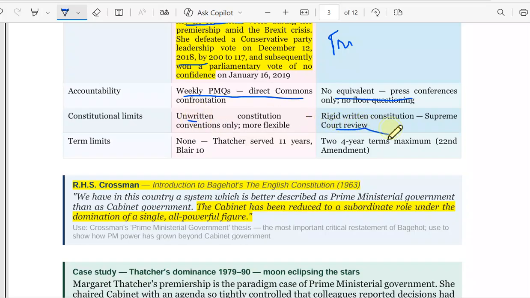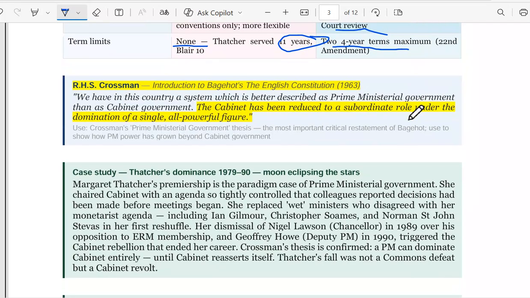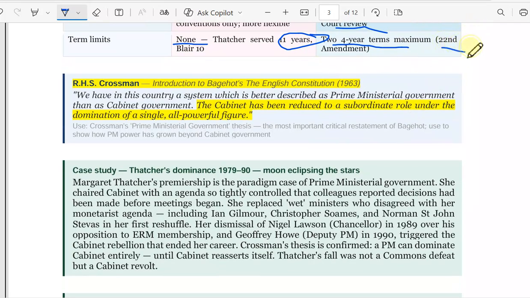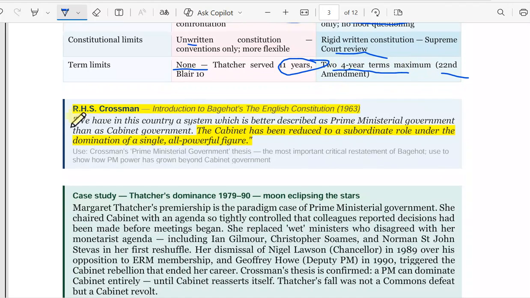The US has a rigid, written constitution. As for term limits, in the UK there is no term limit. Thatcher served for like 11 years. In the US there is a term limit of 2 terms. This came after the 22nd Amendment, after FDR, Franklin D. Roosevelt, who served 4 times, and after that an amendment came that a President can serve only 2 terms.